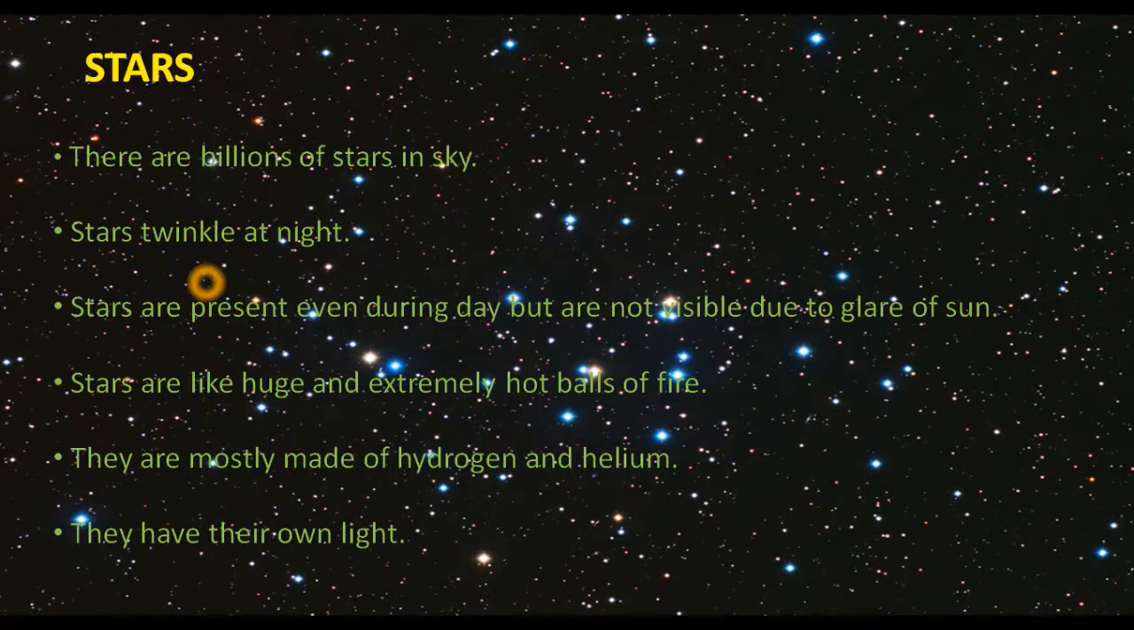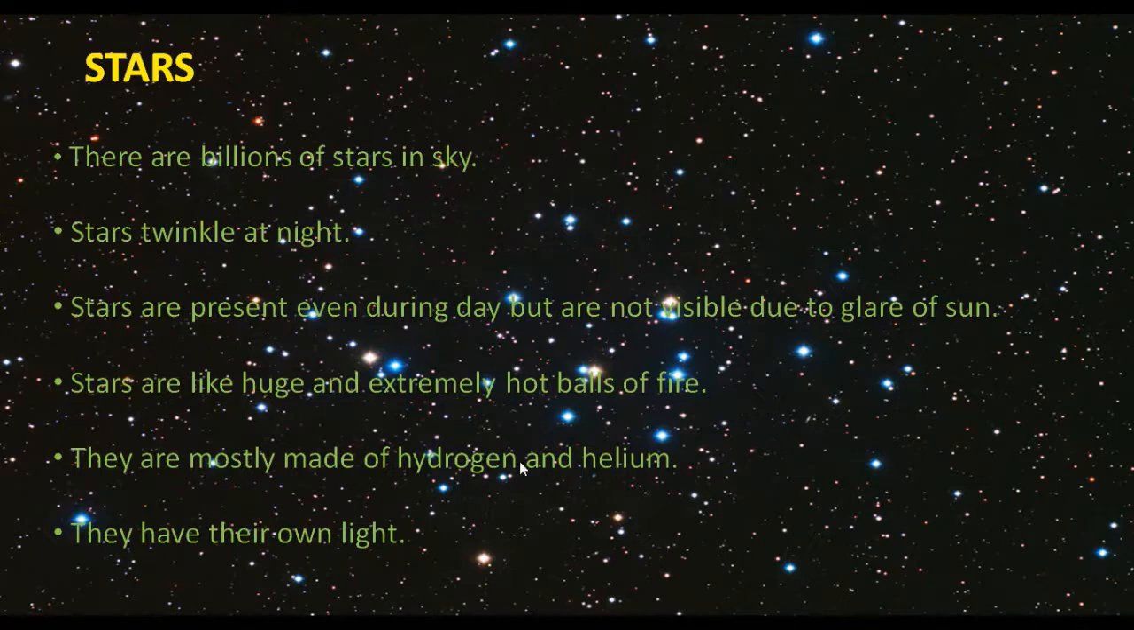stars are present even during the day, but are not visible due to the glare of the sun. See, during daytime we can see only the sun in the sky. Why? Because of the glare of sunlight, the rest of the objects can't be seen. It means because of the brightness of sunlight, we cannot see any other celestial object in the sky during the day. But as soon as the sun sets in the evening and it becomes dark, we can see many celestial objects in the sky. In fact, we can see stars as well in the night sky.